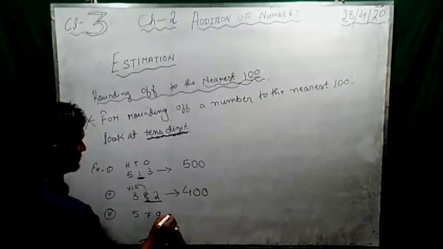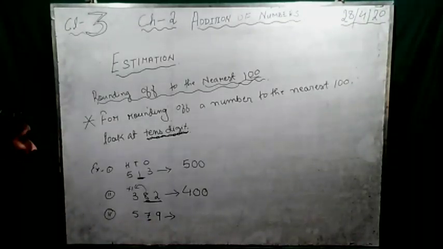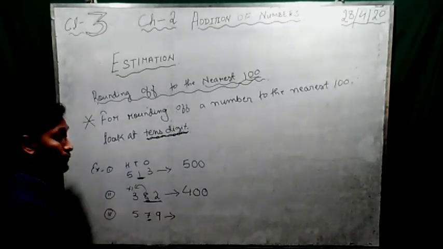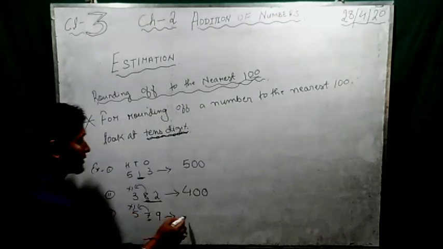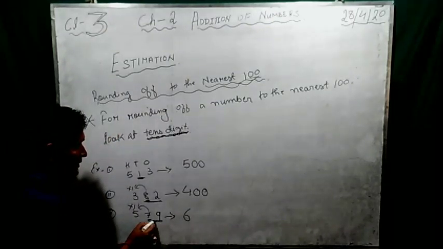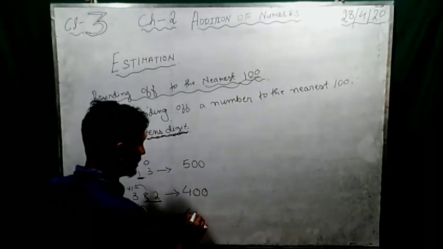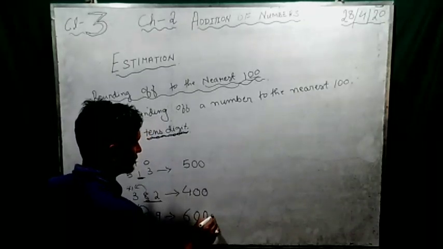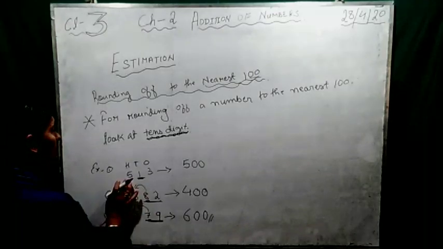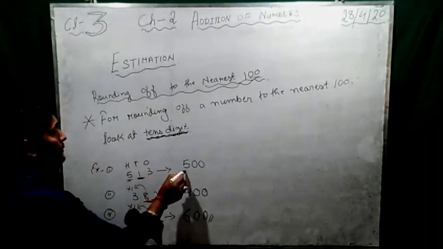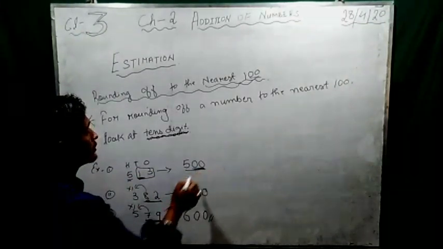See again, one more example. We have to see the tens place number. If it is more than 5, then we have to plus 1 here. That means 5 plus 1 is how much? 6. And the last two digits, the tens place and ones place digits, are replaced by 0. Clear? If the tens place number is less than 5, no change is there in the 100 place number, but we have to replace the last two digits by 0.